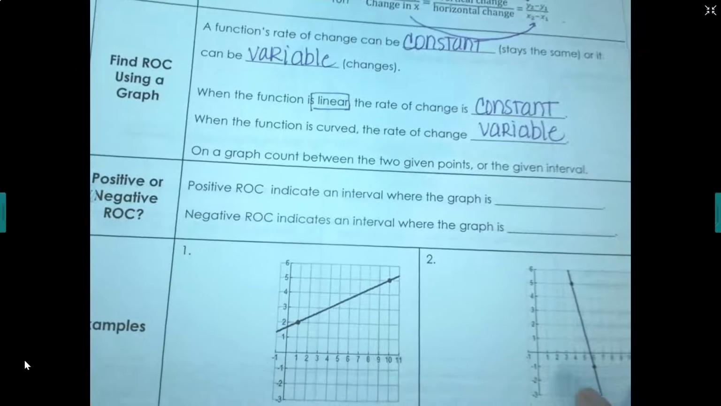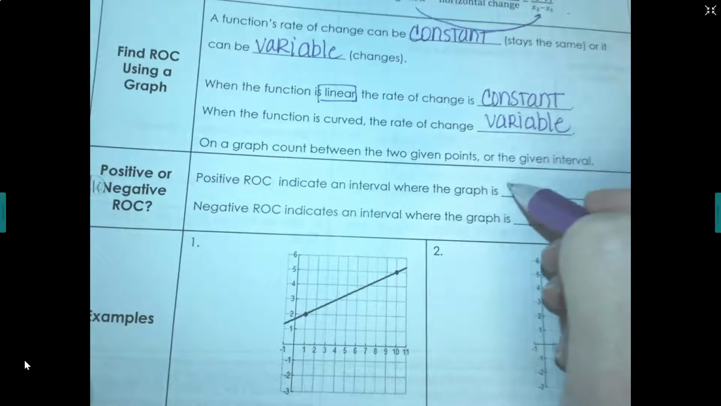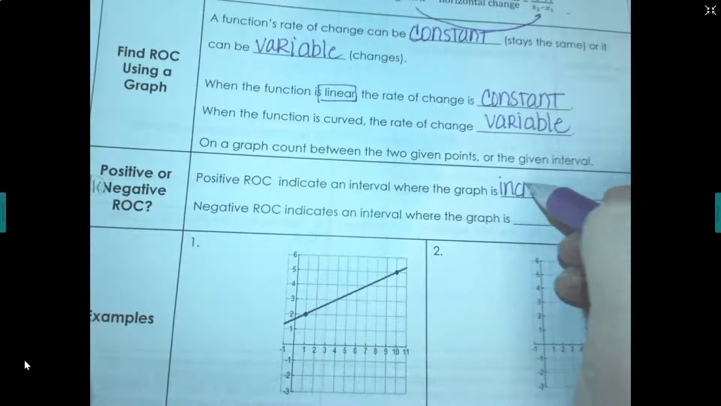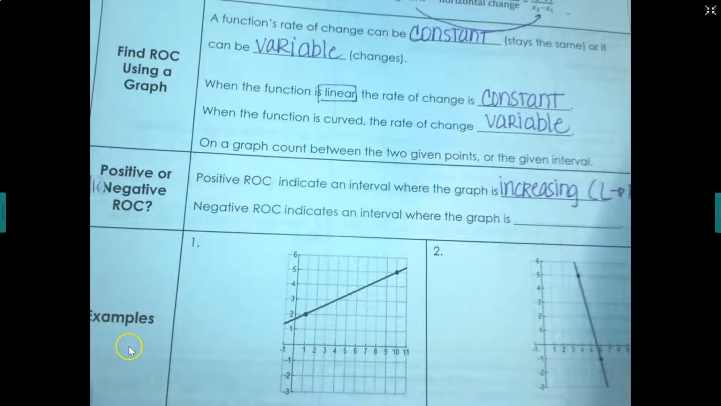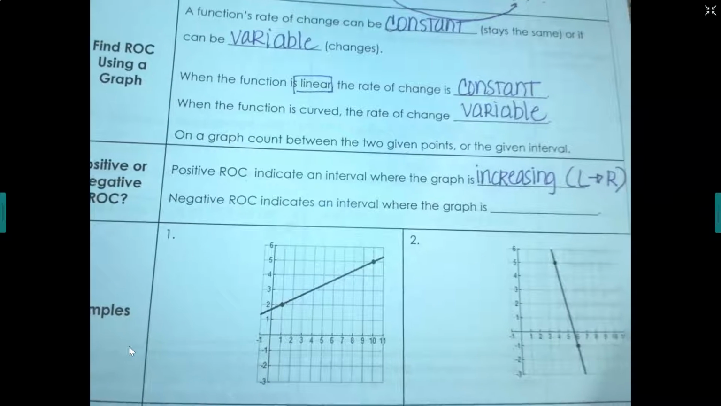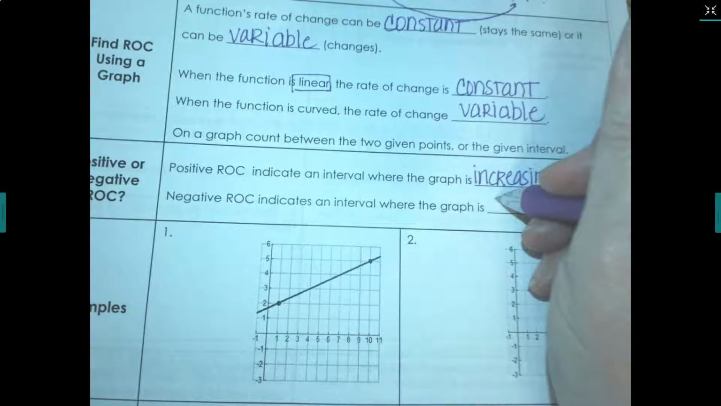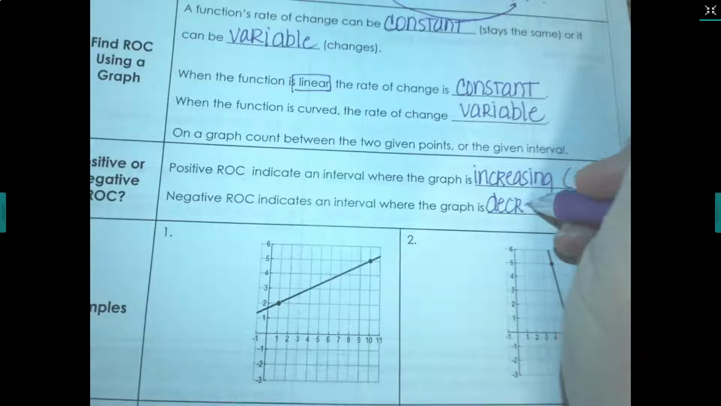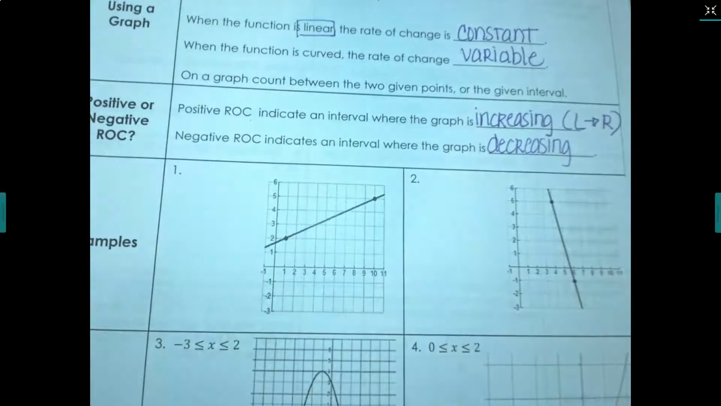So if our rate of change is positive, or our slope is positive, that means that the graph is increasing or going up as it goes left to right. And if I have a negative slope or a negative rate of change, that means my graph is decreasing or going down left to right. All right, so let's just take a look at a few graphs here and get our rate of change.